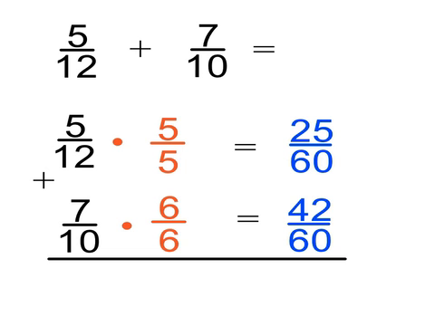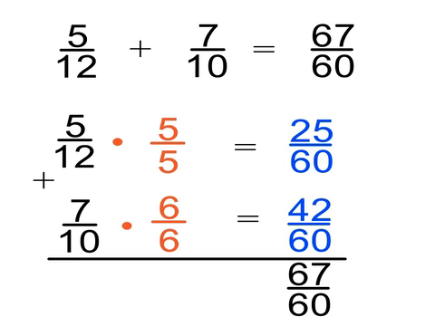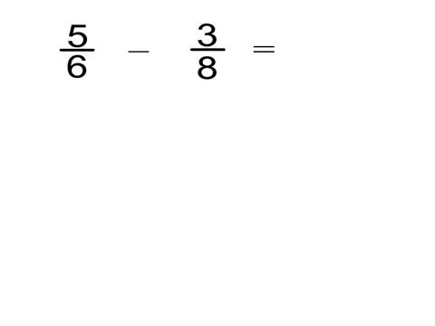And by the way, 60 is the lowest common multiple for 10 and 12. And then we get 67/60. The numerator is an integer, the denominator is an integer, so 67/60 is a simple fraction in lowest terms.